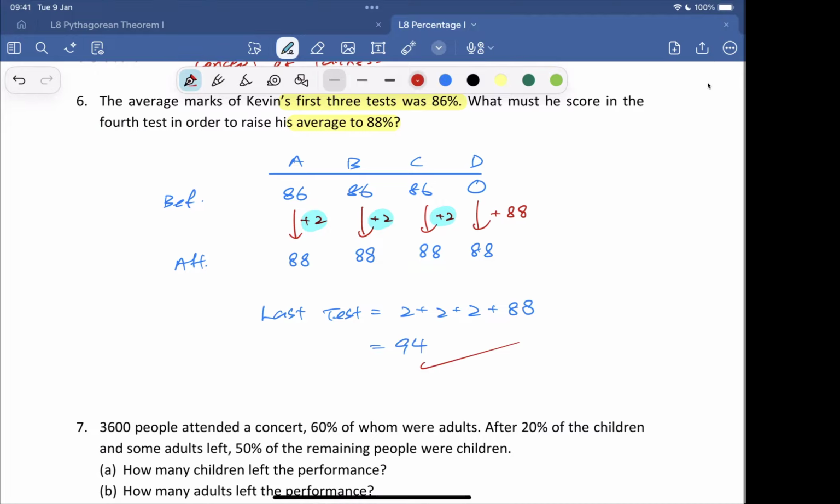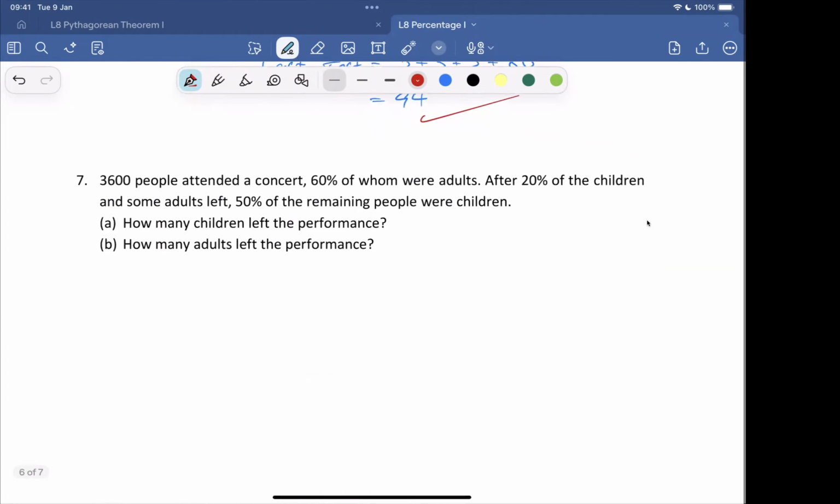Well done. Students, you must understand something. The +2 came from where? It belongs to the fourth test. It came from the fourth test. So if you want to find out how much you scored in the fourth test, you must return the 2 marks to the fourth test. Then you plus 2, plus 2, plus 2, you get 94. Very good, Jaden and Dave. I saw you typing 94 just now.